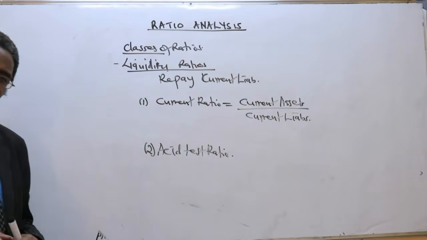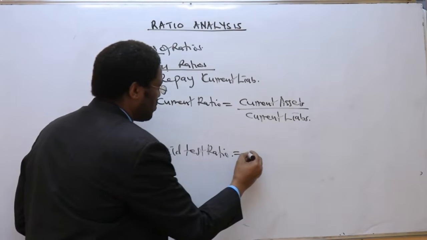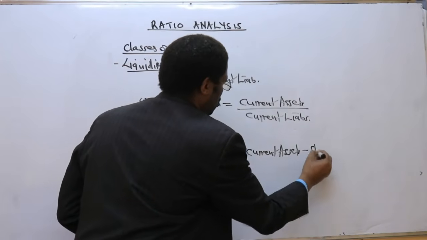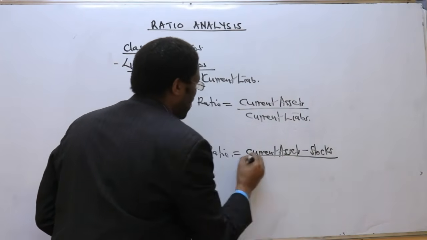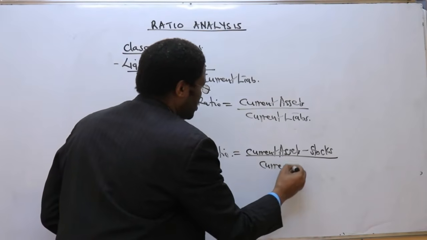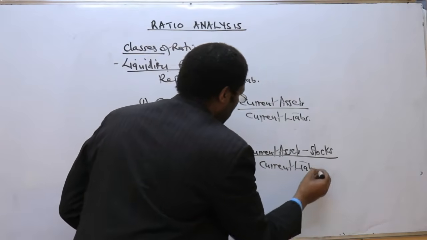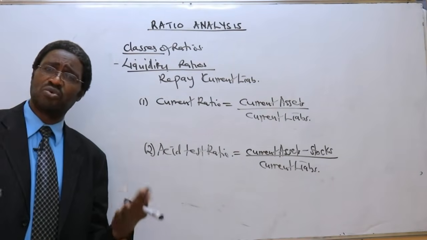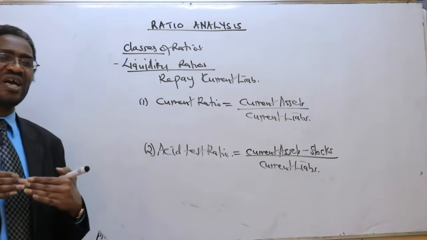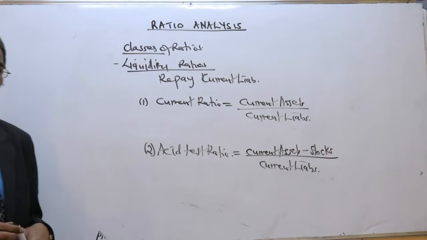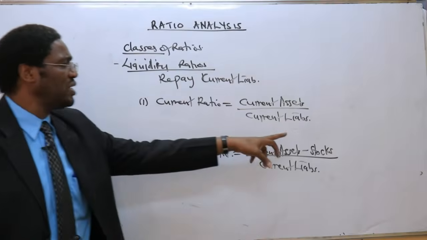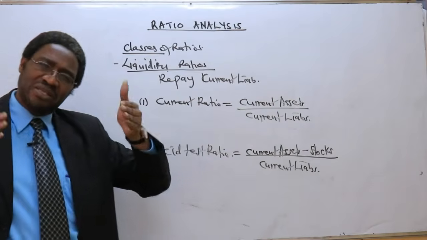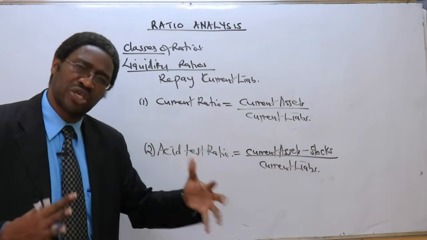How do we determine that acid test ratio? We normally get it by taking the current assets, you minus the stocks or the inventory, and you divide that by current liabilities. That's how we determine the acid test ratio. Now, the purpose why we minus stock is because we want to get the most liquid assets. We want to take among these current assets, which ones are the most liquid assets?